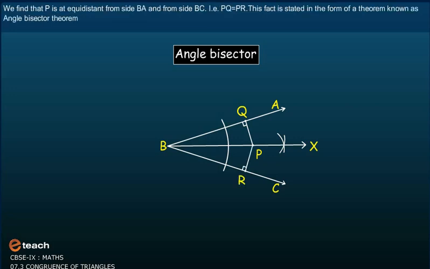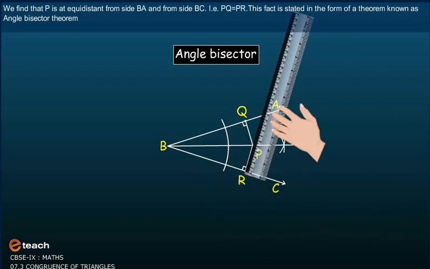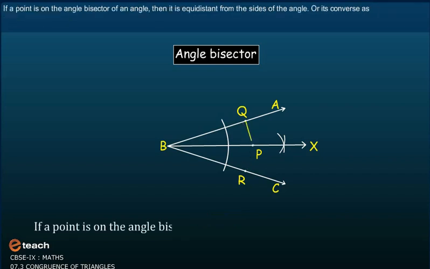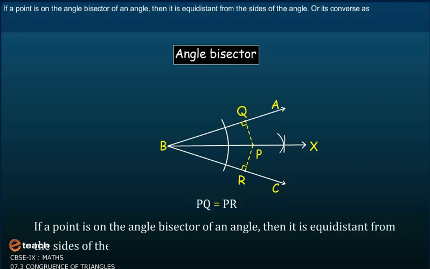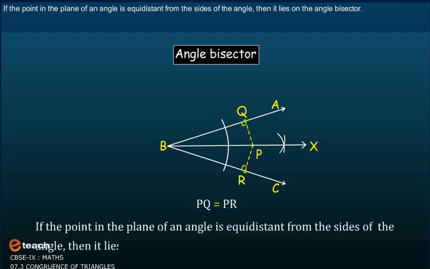We find that P is equidistant from side BA and from side BC. That is, PQ is equal to PR. This fact is stated in the form of a theorem known as the angle bisector theorem. If a point is on the angle bisector of an angle, then it is equidistant from the sides of the angle, or its converse as: if a point in the plane of an angle is equidistant from the sides of the angle, then it lies on the angle bisector.